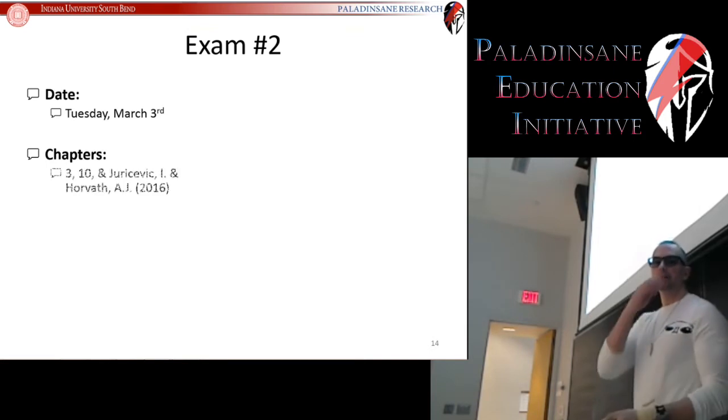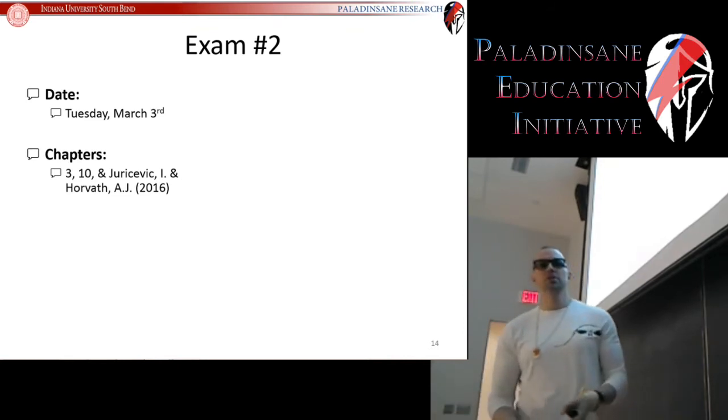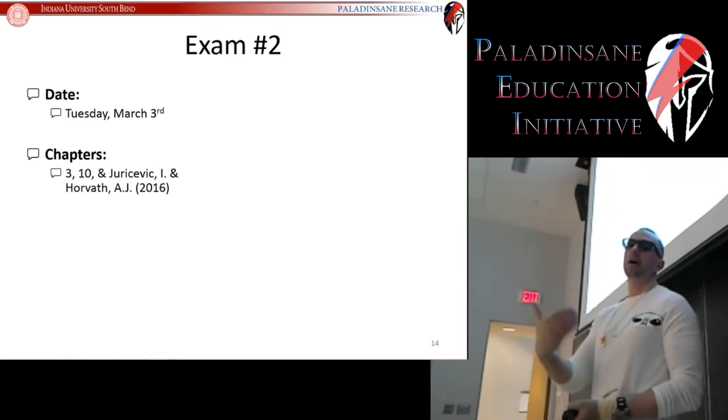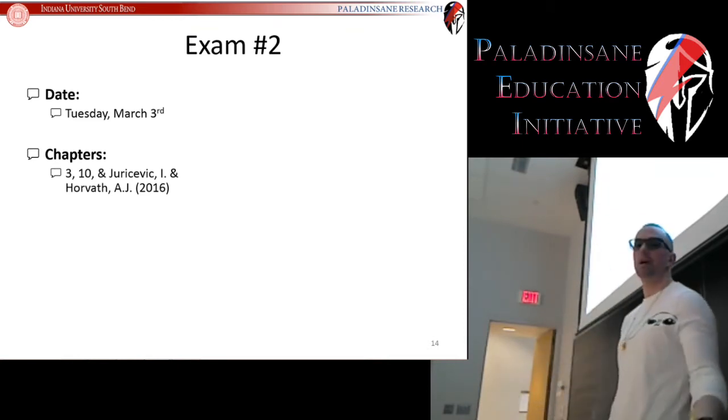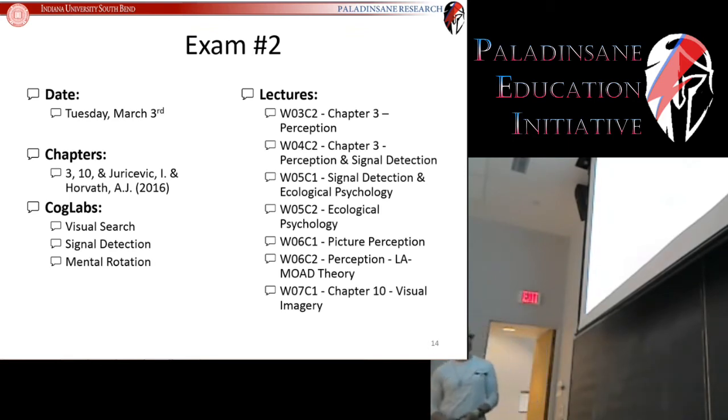We're going to cover the chapters that we have covered, specifically our perception chapter, the visual imagery chapter, and also the reading for the Lamode theory from the comics grid. Those will all be included on the exam. The lectures and CogLabs that we're going to cover are the following. We've taken a look at visual search and signal detection. Today we're going to finish up with mental rotation. And basically everything since chapter 1, including our intro to perception that happened before exam number 1, is going to be on exam number 2.